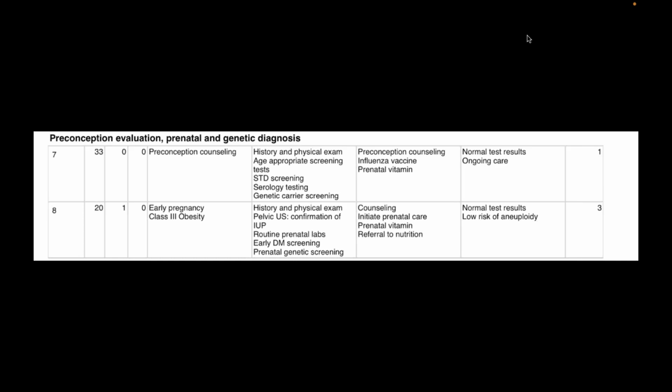So for number 7, you'll see in the first category, obviously, this is going to be the person's age, and then their gestation, their G's and P's, gravity and para, right? And then the next is the problem section, and that has to do with why they actually showed up. For number 7, this is a person that came for preconception counseling.